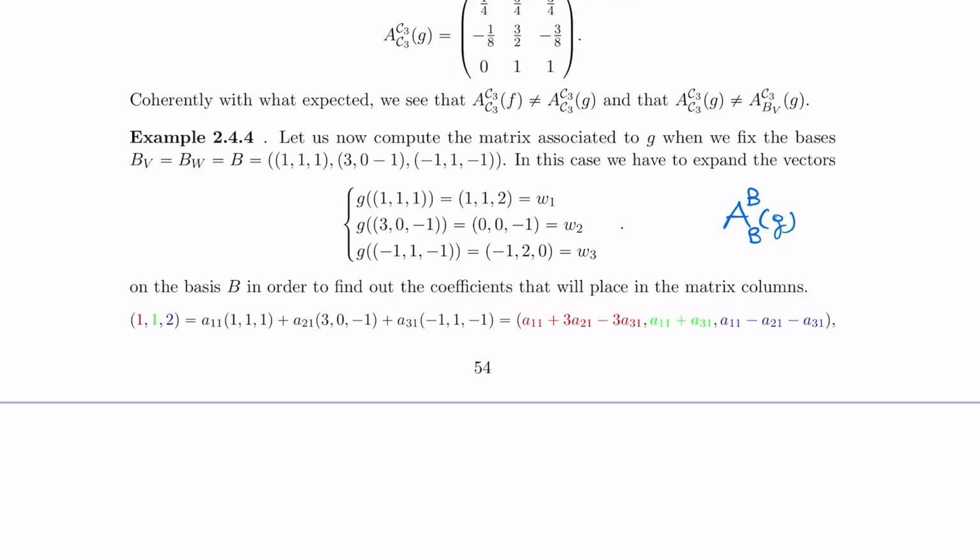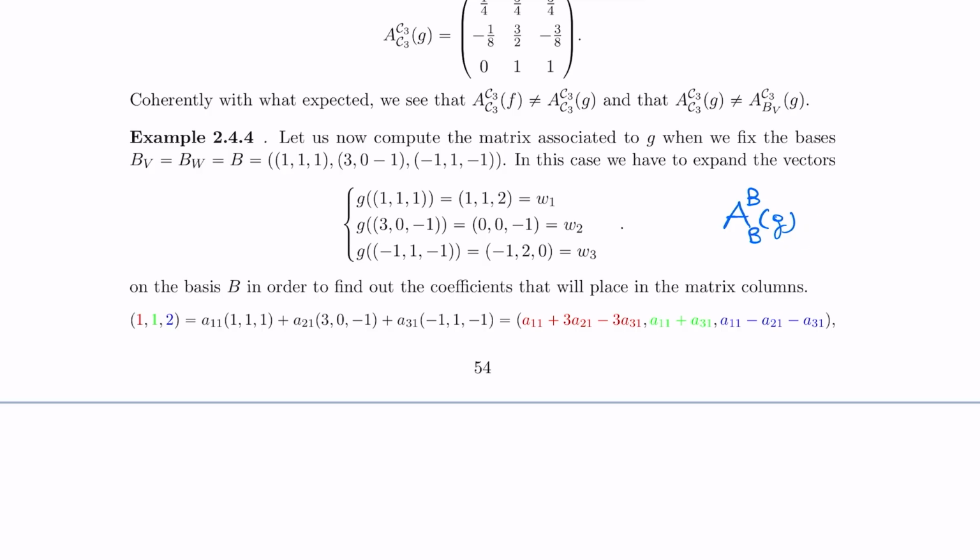From the previous example, we know that G transforms the vectors of the basis B into the vectors W1, W2, and W3 that are written here. However, we can't use these vectors as columns for this matrix, because now, as I told you before, we have chosen this basis B here, which is not the canonical basis, as the basis for the range vector space. So what we need to do is to expand these vectors over the vectors of the basis B and place the coefficients of the expansions into the columns of this matrix here.